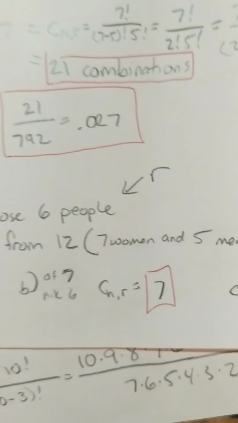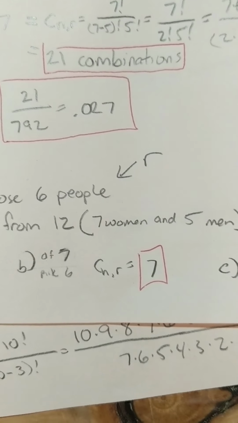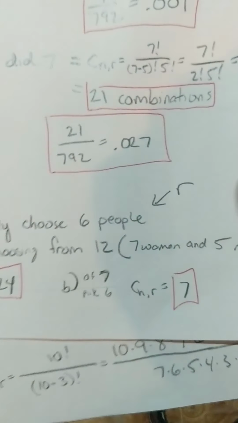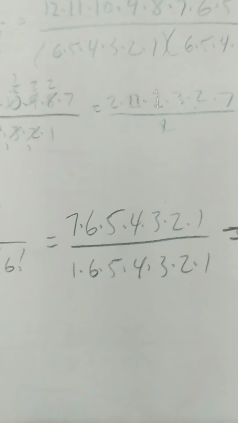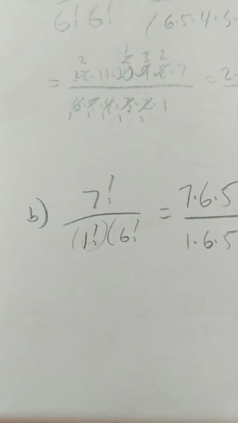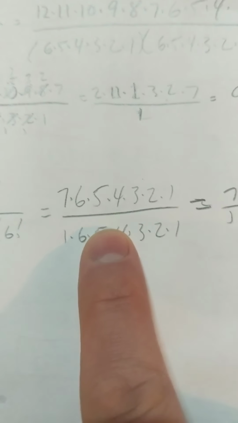Now the next part was saying, what if I just want to pick all women? So that means that there's only 7 women to choose from, but I still need to pick 6. So then that will be 7 factorial over 7 minus 6 factorial times 6 factorial. So the 6 factorials cancel out, and I'm just left with 7 over 1, which is 7.